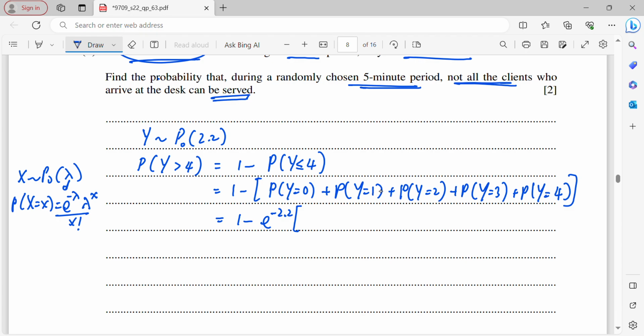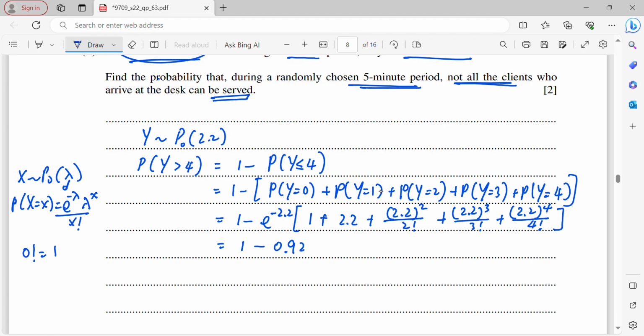So P(Y = 0) means you'll be getting 1, because lambda to the power 0 is 1, and 0 factorial is also 1. Then P(Y = 1), I will just write 2.2, because over 1 factorial is over 1. Then plus 2.2 squared over 2 factorial for P(Y = 2), plus 2.2 cubed over 3 factorial, plus 2.2 to the 4 over 4 factorial for the last term. Now when you calculate all this, it will be 1 minus 0.9275. And now when I calculate the value, it will be 0.0725. So that's the solution of this question.